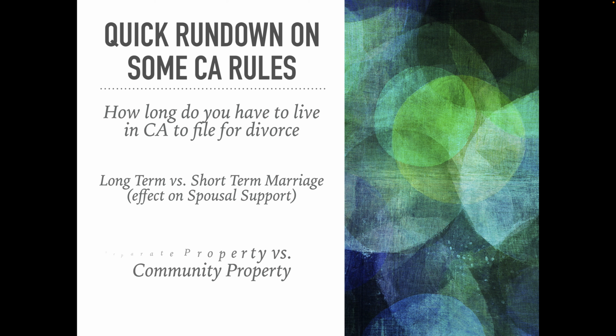Okay, moving right along. Now we're going to talk about separate property versus community property. Separate property is what you've acquired before marriage and after the date of separation. I'm going to show you a little chart so you can get an idea. Community property is anything you've acquired during the period of marriage.